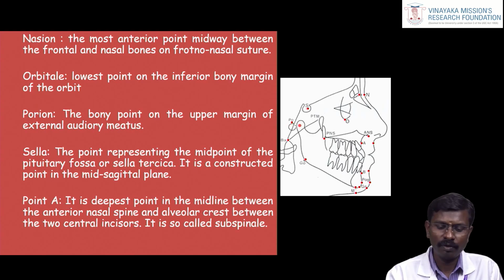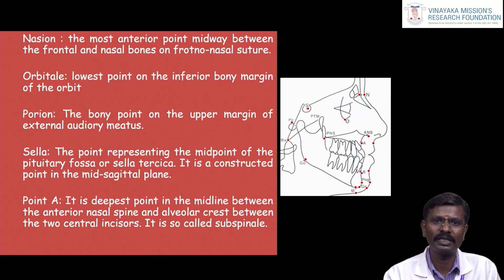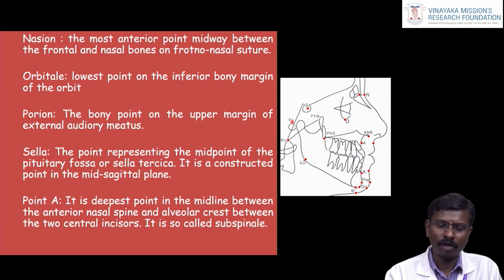Here, some of the doctors used to take a machine porion. Machine porion is nothing but, in the cephalostat we had seen that ear rod to hold the head in position. The rod image will be there on the cephalogram. Some of them used to take that point, and that is called machine porion. So here is the anatomical porion.